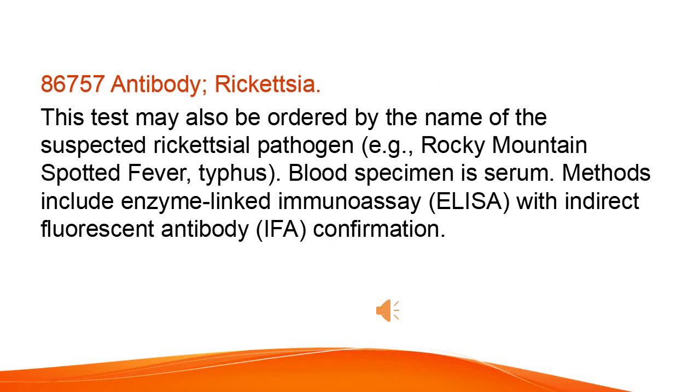Antibody, rickettsia. This test may also be ordered by the name of the suspected rickettsial pathogen, e.g., Rocky Mountain spotted fever, typhus. Blood specimen is serum. Methods include enzyme-linked immunoassay, ELISA, with indirect fluorescent antibody, IFA, confirmation.